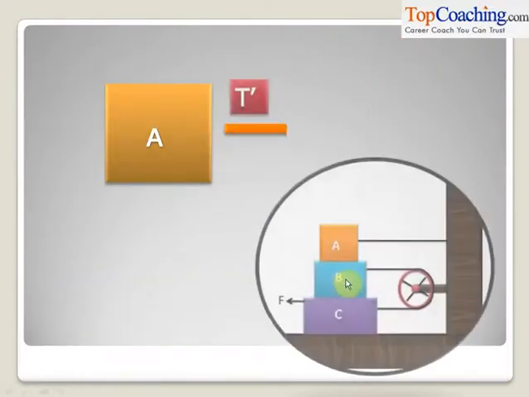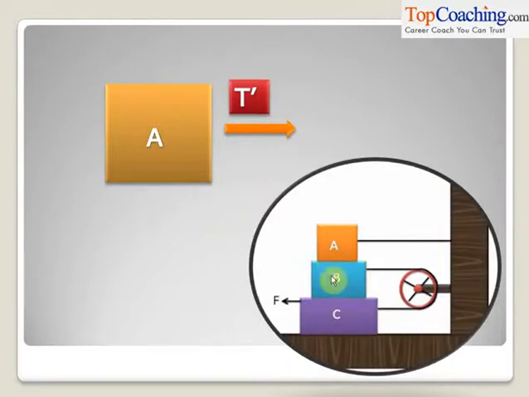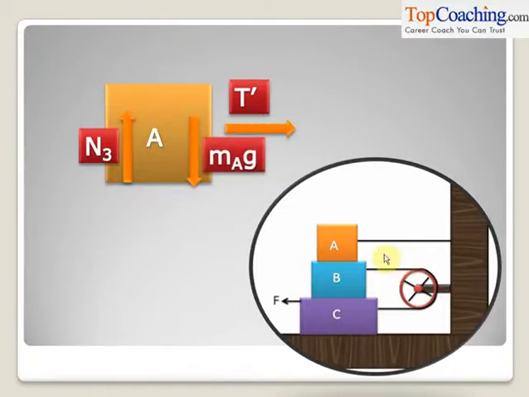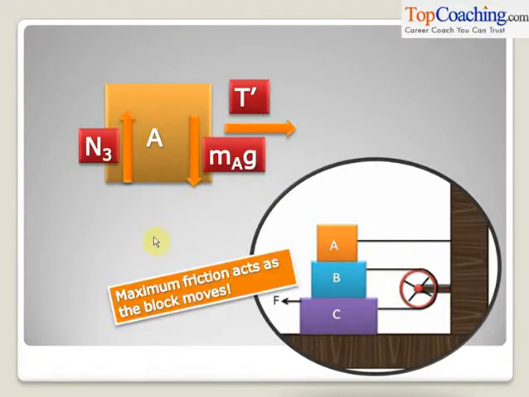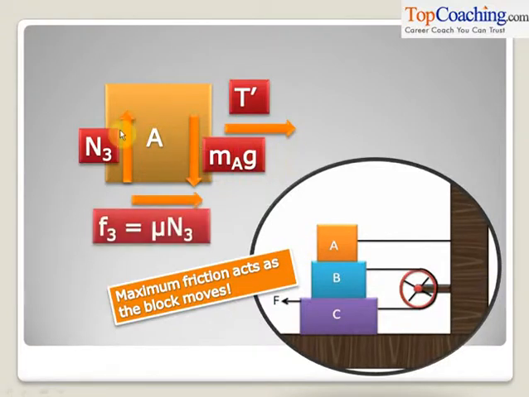Now let's look at each block and draw the free body diagram. Let's say the tension acting on block A is T dash. The normal reaction acting because of block B on block A is N3. The net weight of block A is MA into G. Block B is definitely moving, isn't it? Block B is moving at constant velocity to the right. Therefore, maximum friction acts on block A towards the right.